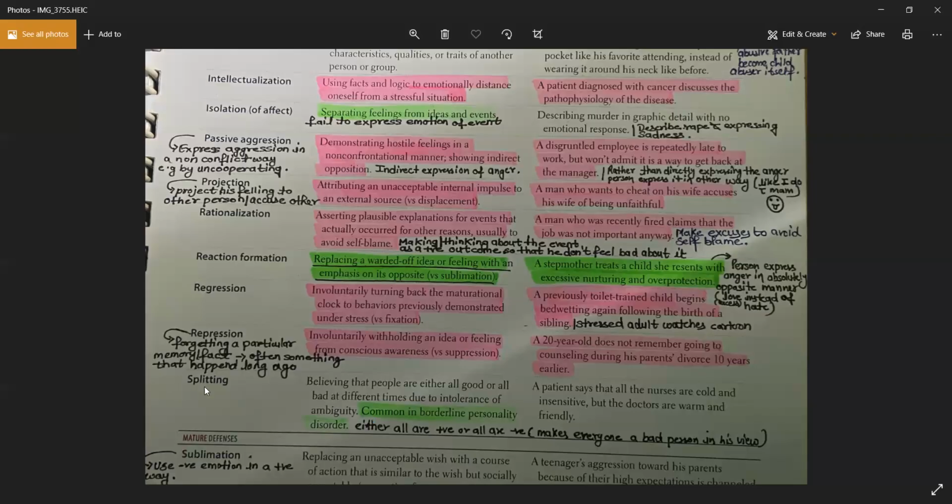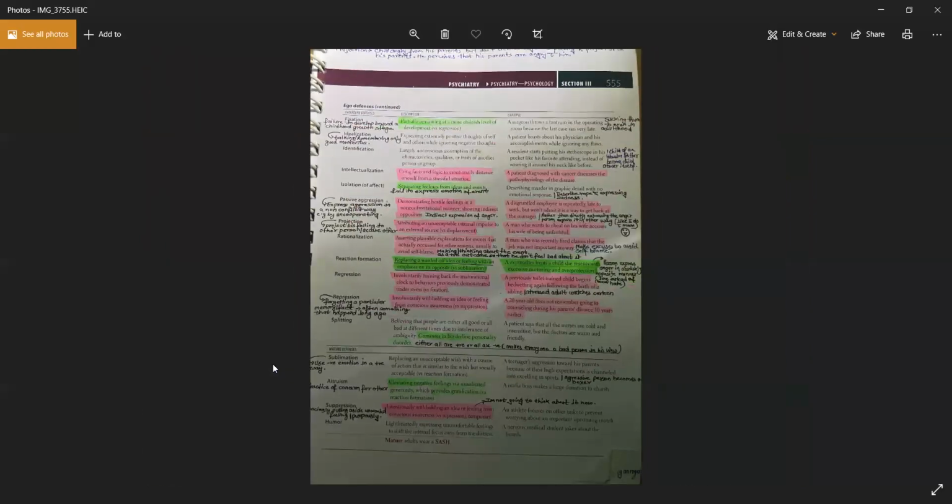You call it splitting behavior, and this kind of ego defense is very common in borderline personality disorder, and that is an important thing to take. Either all are positive or all are negative, not in between. So any doubt on the ego defenses so far?